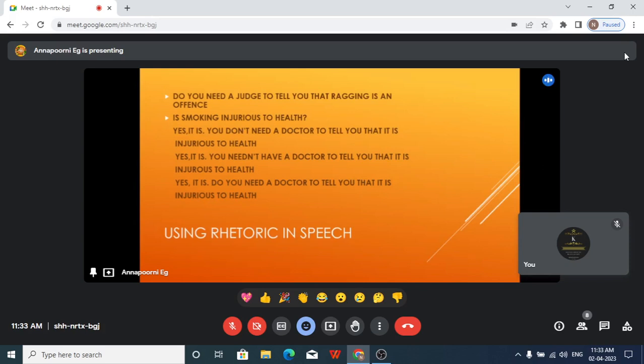Okay. The second one, you can tell, yes, it is. You need not have a doctor to tell you that it is injurious to health. So this is another way of telling the same sentence. Instead of telling you don't need, you can tell you need not have. Either you can tell you don't need a doctor to tell you that it is injurious to health, or you can tell you need not have a doctor to tell you that it is injurious to health. So here you can just observe the structure of the sentences. The meanings are same. Both sentences are telling the same thing, but the way it is written is slightly different. So that is what you have to learn here.